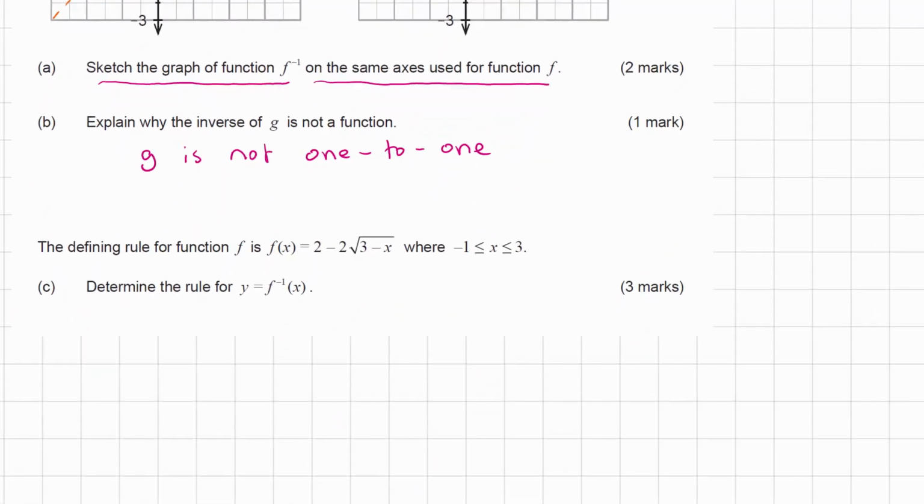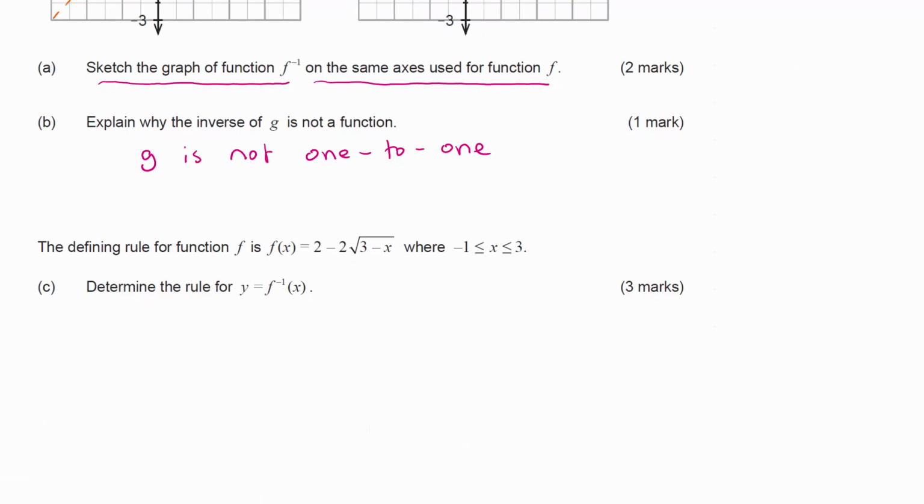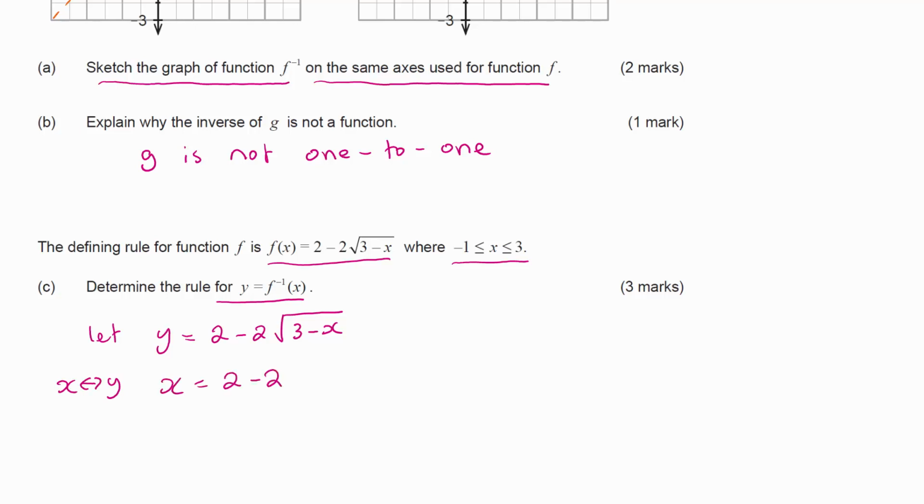We're now told that the defining rule for function f is as given here on this domain. We can see the domain from the graph. We want the rule for the inverse function. So this is a fairly standard procedure. We're going to let y be equal to 2 minus 2 root 3 minus x. And then we'll interchange x and y. So x is equal to 2 minus 2 root 3 minus y.